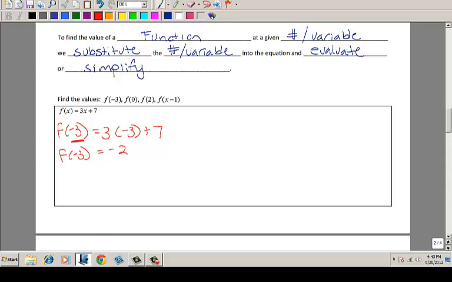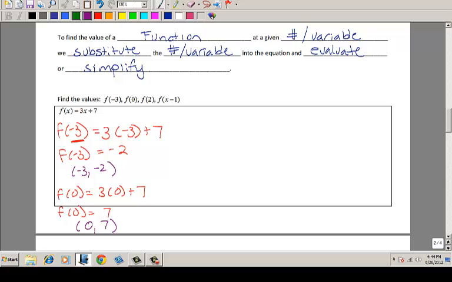So when my input value is negative 3, my output value is negative 2. This is actually representing the ordered pair negative 3, negative 2. Let's find f of 0. F of 0, same thing. What we do is instead of writing my x here in my equation, I write 0, and then I evaluate. So f of 0 would be 0 plus 7, or just 7. Again, if I were to think of this as an ordered pair, my input value is 0, my output value is 7. So this is saying when the function has an input of 0, the output value would be 7.